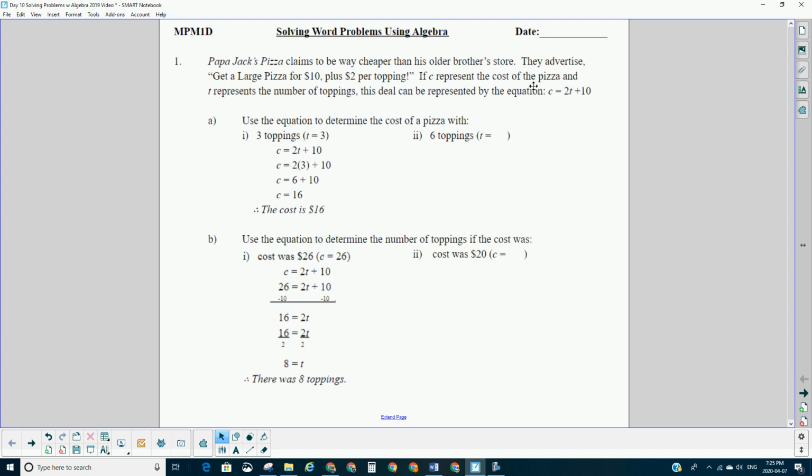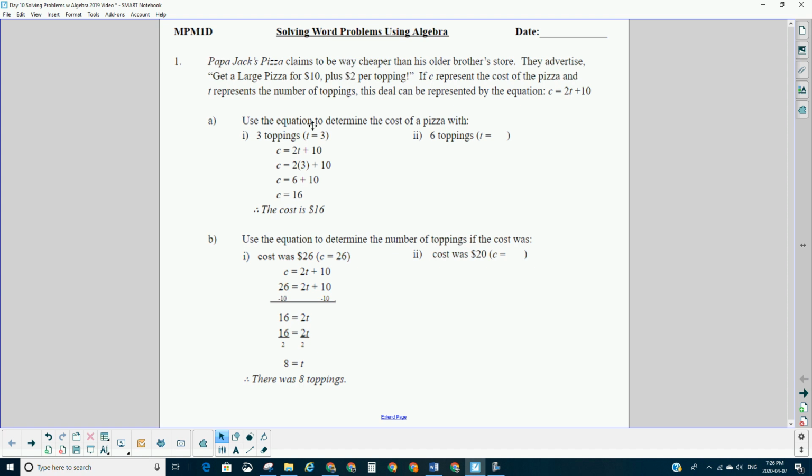If C represents the cost of the pizza and T represents the number of toppings, then this deal can be represented by the equation C equals 2T plus 10, because you'll take the number of toppings, multiply it by 2, and our unknown is T. So take that and multiply it by 2, and that'll be the cost for your toppings, and then of course plus the regular flat rate of $10. So that's where this equation comes from.